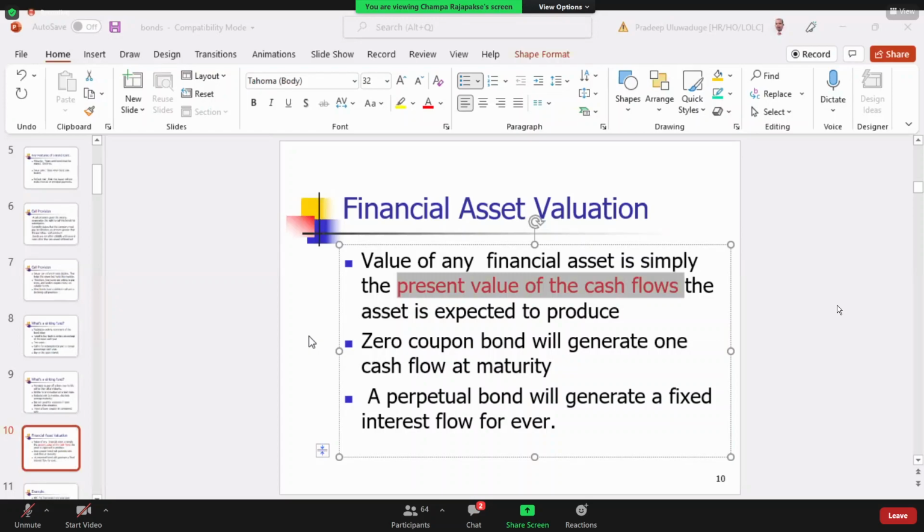A zero coupon bond is a bond where, at the time of purchase, you receive a discount, right? Say, for example, you are offered a bond that has a face value of 1,000 rupees, and you pay 850 to purchase it. Say it matures in 1 year. So at the end of 1 year, you can claim 1,000 rupees.